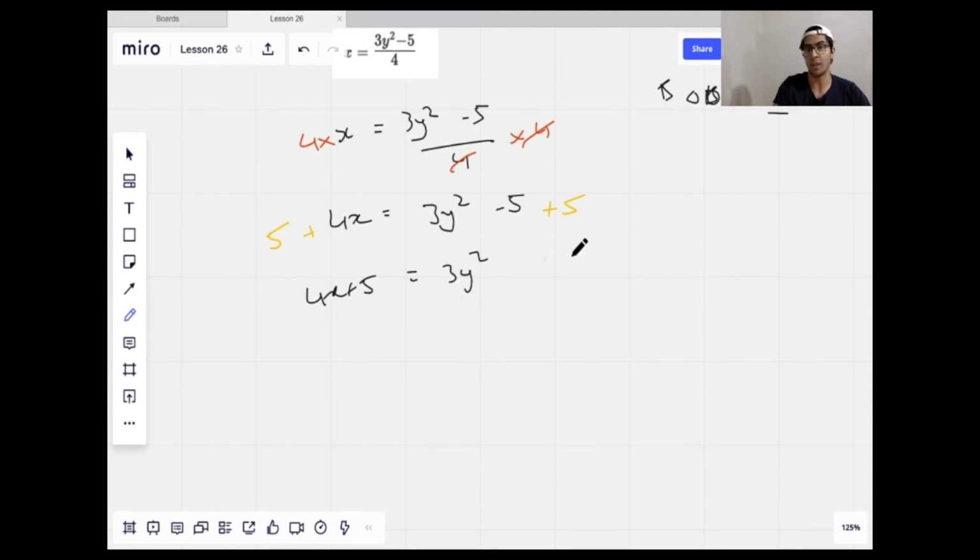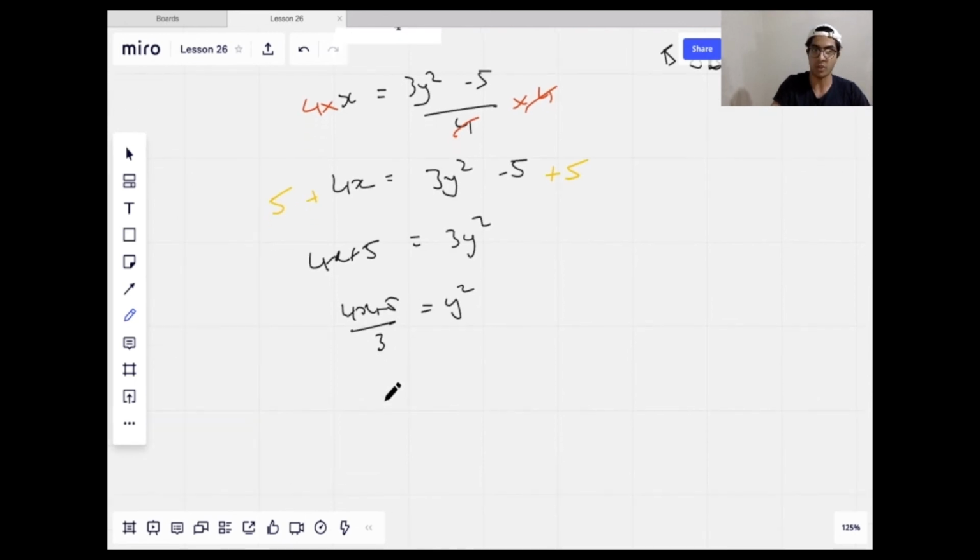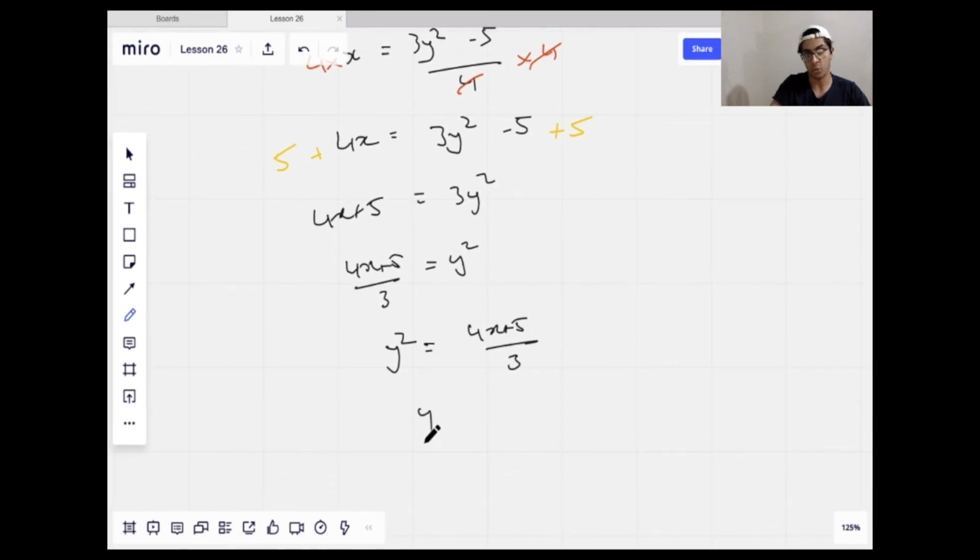I won't write this out here. I think you guys get the understanding. If I just divide through both sides by 3, I'll have y squared, and on the left I'll have 4x plus 5 over 3. And I'll switch sides because you want the subject on the left. Over 3, and now I can square root. And there we go.